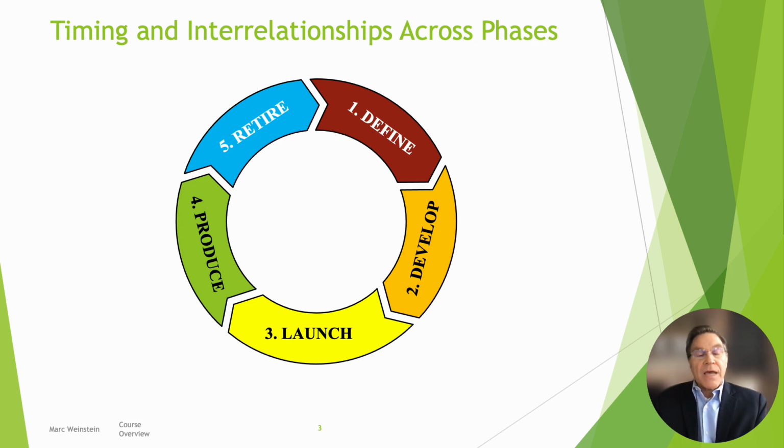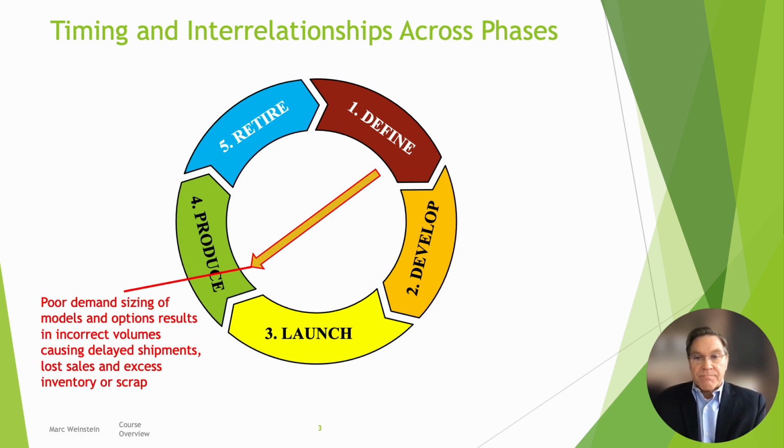For instance, if during definition, the product does not accurately estimate sales of the product, sales of its different models, or sales by region, this could result in delayed or lost sales because the right product is not available in the right place. Or this could result in excess inventory that could have to be eventually scrapped, thus creating higher cost.